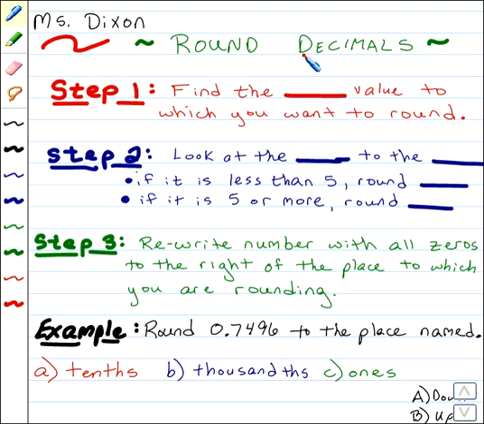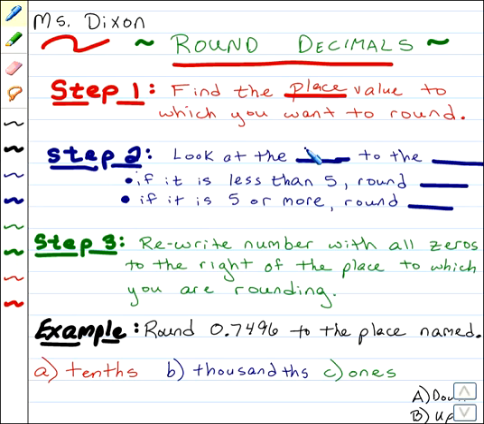Hi, Miss Dixon here. I'm here to do rounding decimals, which is a lot like rounding whole numbers, except now we have decimals. So we follow the same steps. In step 1, we find the place value to which you want to round. We're locating right now. Where's that place?